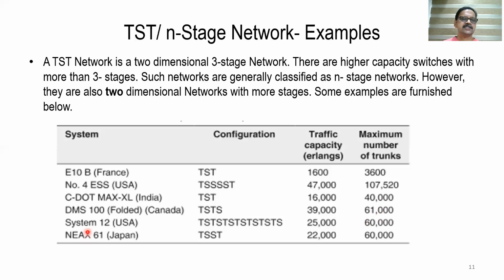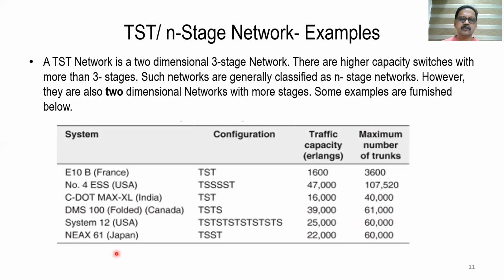Then we have one system, that is System 12, developed in USA, which has more number of stages. Let us go through these stages: TS, TS, TS, TS, TS, TS, and TS. So many stages. Its traffic carrying capacity is 25,000 Erlangs, and the maximum number of trunks it can take care of is 60,000.